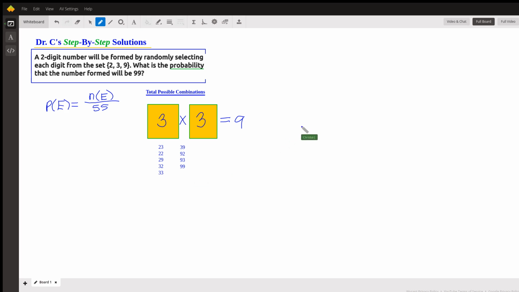So it distinctly asked us, what's the probability that the number formed will be 9, 9? So we actually see our numbers written out. So out of the 9 options that we actually have, looking at this, we only have 1, 9, 9 in this equation, right? So your answer would essentially be 1 out of 9, or 0.111 if we're talking about decimals, okay?